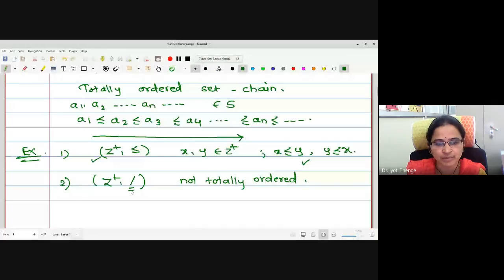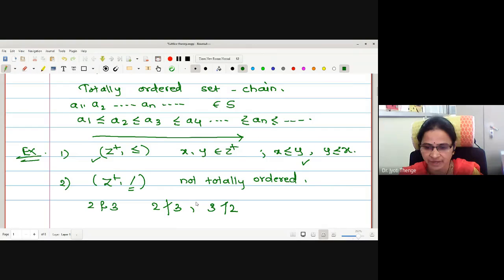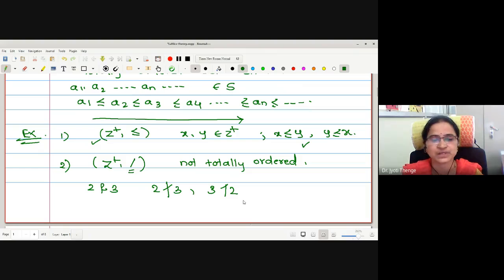Because 2 cannot divide 3, and we can't get an answer in the set of Z plus. Good. For any two elements, it is not always possible that there is a divisibility relation between them. Same example: if I take 2 and 3, we know that 2 doesn't divide 3, and 3 also doesn't divide 2. Many examples we can find: 3 and 5, 3 and 7. Therefore, this is not totally ordered.